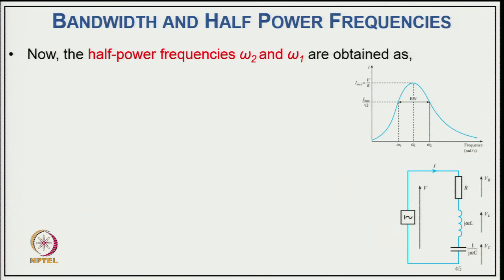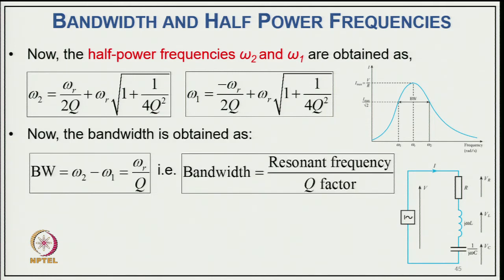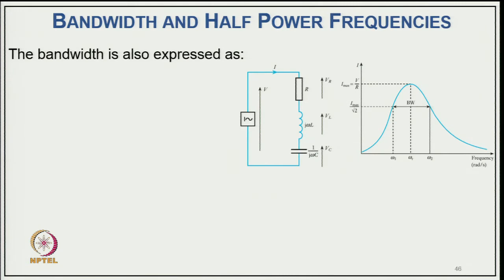Now the half-power frequencies omega 2 and omega 1 are obtained as omega 2 equal to omega R upon 2Q plus omega R under root (1 plus 1 upon 4Q squared), and omega 1 equal to minus omega R upon 2Q plus omega R under root (1 plus 1 by 4Q squared). These give the frequencies in terms of the circuit parameters. Now the bandwidth is obtained: BW equals omega 2 minus omega 1, that is omega R upon Q. So bandwidth equals resonance frequency divided by quality factor, and the resonance frequency in terms of omega 1 and omega 2 is omega R equal to root of omega 1 omega 2.